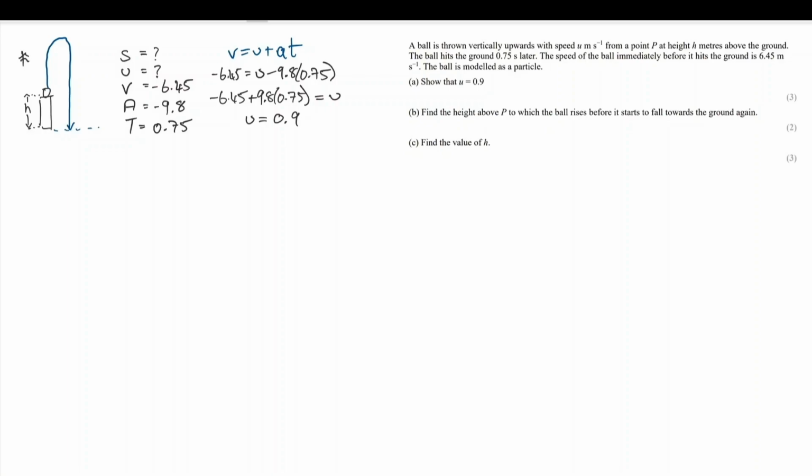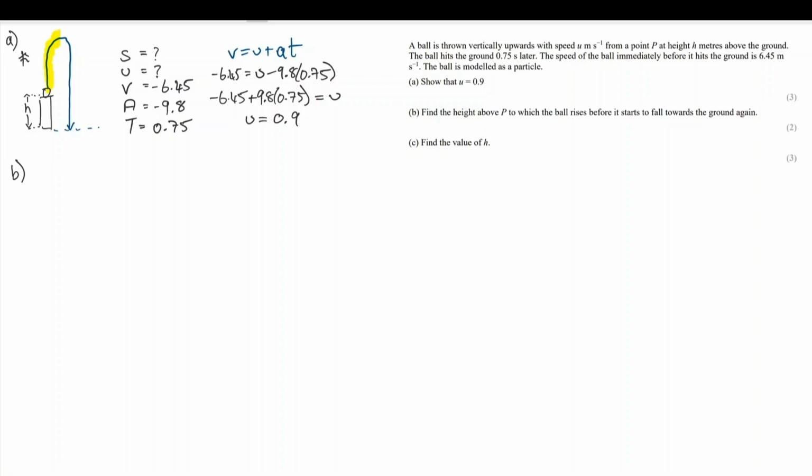Part B of the question asks us to find the height above P to which the ball rises before it starts to fall towards the ground again. Okay, the wording here is letting us know that we're talking about a portion of the journey up until it gets to its greatest height, up until it's instantaneously at rest. And we know sometimes the wording is find the maximum height above the point it's projected from. We just need to make sure we're always thinking what part of the journey are we referring to.